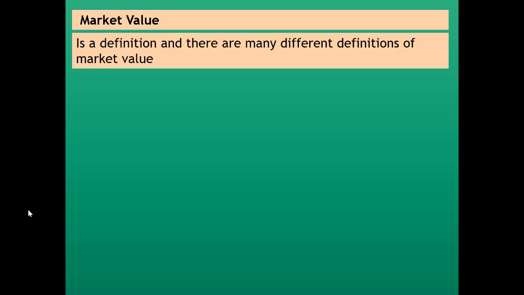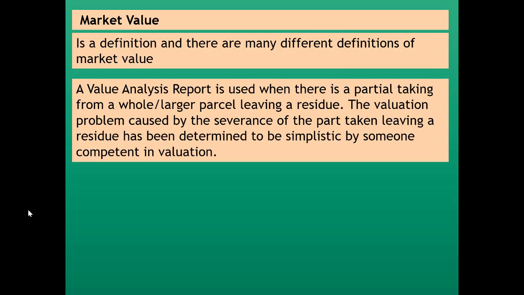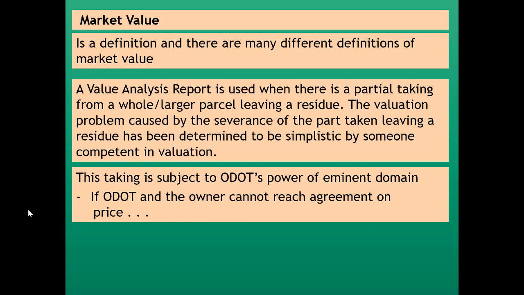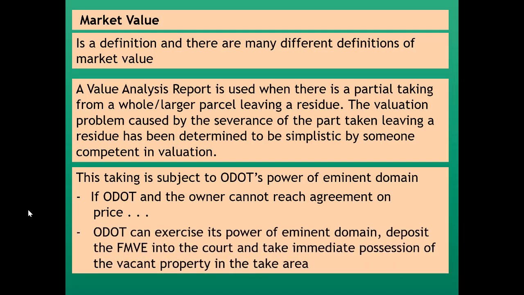Market value is a definition, and there are many different definitions of market value. A value analysis report is used when there's a partial taking from a whole parcel, leaving a residue. The valuation problem caused by the severance of the part taken, leaving a residue, has been determined to be simplistic by someone competent in valuation. This taking is subject to ODOT's power of eminent domain. If ODOT and the owner cannot reach agreement on price, ODOT can exercise its power of eminent domain, deposit the FMVE into the court, and take immediate possession of the vacant property in the take area.